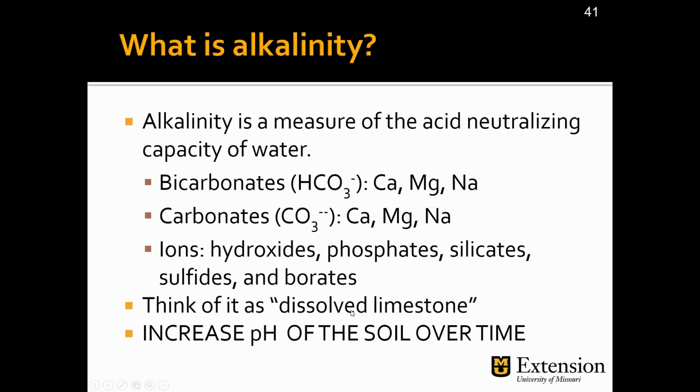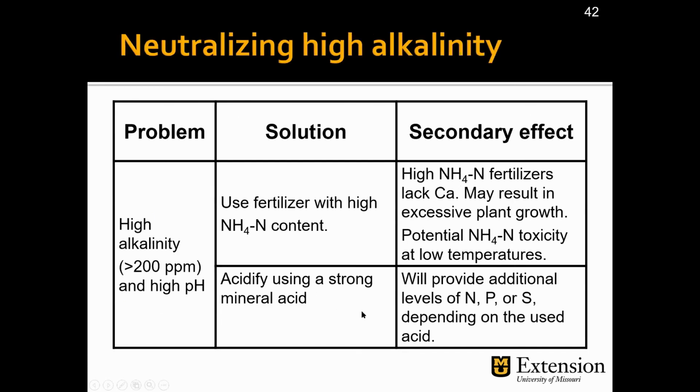So if you have high alkalinity, the higher it goes, the more dissolved, in quotation marks, limestone it has. And the problem with this is that if you're growing crops with this water, the pH of the soil is going to increase over time. So how do you correct for alkalinity? There are two ways you can correct for this issue. One is using fertilizers that have high ammonium nitrogen content.